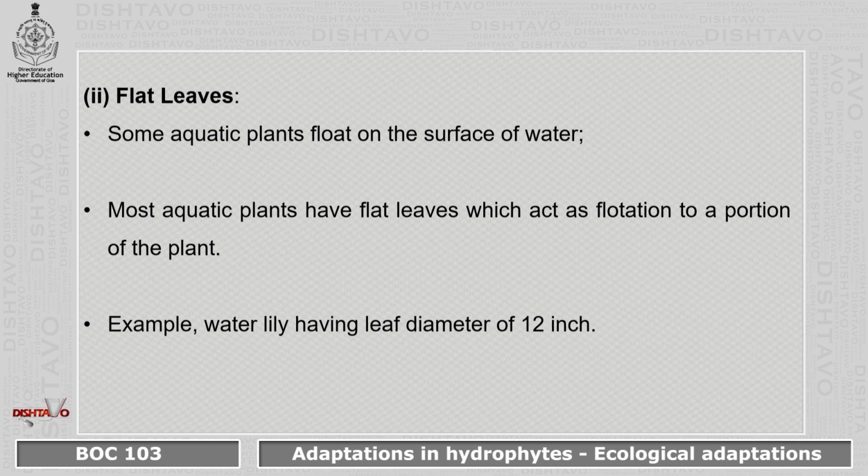Secondly, coming to flat leaves. Some aquatic plants float on the surface of water. Now, most aquatic plants have flat leaves which act as flotation for a portion of the plant. These leaves help in floating, or else the plant would go deep down. So, that is the reason the plant has adapted itself to have flatter leaves as compared to mesophytes. For example, we have water lily having a leaf diameter of around 12 inches.